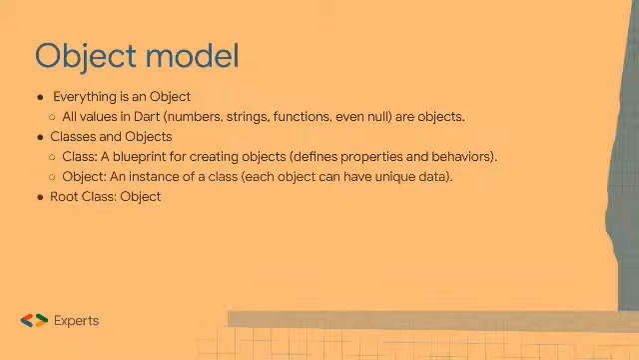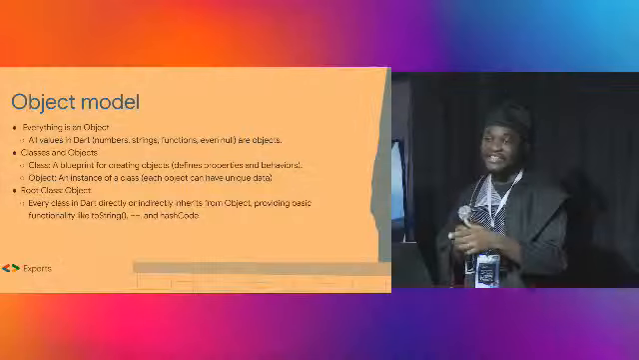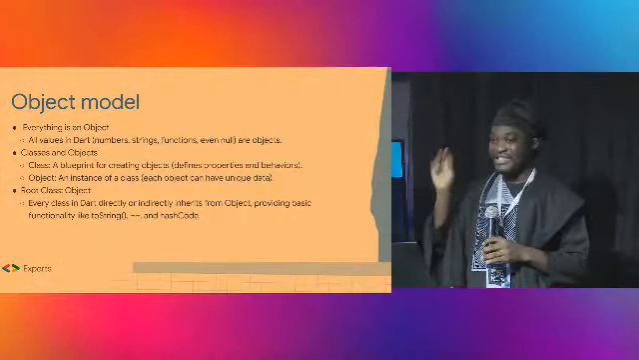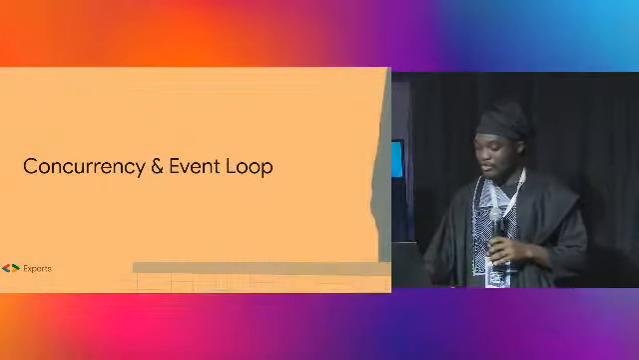Then the root class. Every object in Dart basically directly inherits this root class, the Object class. So that's why almost every object you see in Dart has toString, equals, and hashCode. That is why everything is an object, and all the objects inherit things from the Object class, which is the root class.